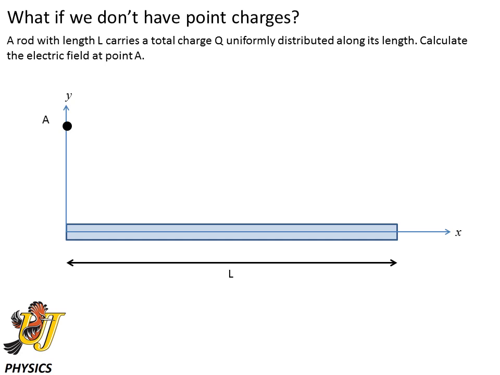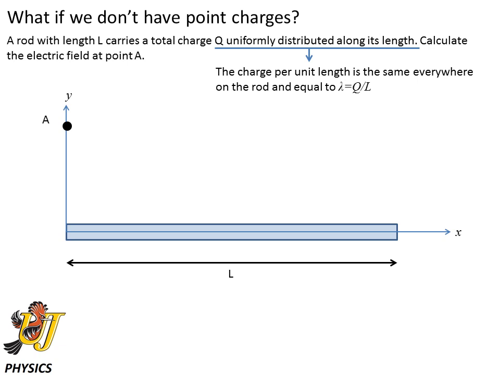A problem that we will frequently encounter in electrostatics is to calculate the electric field in the vicinity of a charged object where that object is not at all like the point charges we have considered before. Here we look at the specific example of a rod carrying a total charge Q, which is uniformly distributed along its length, and we want to calculate the electric field at point A.